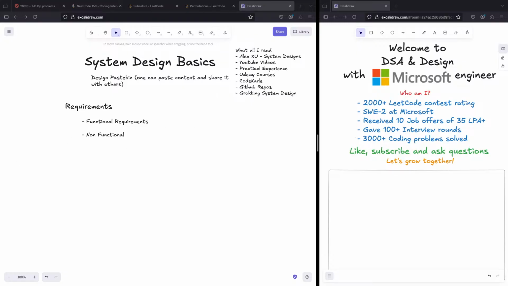There was one site, but I never used anything to practice mocks. I don't think there is any site to practice mocks for LLD, because I feel LLD is very open-ended. There is no perfect solution for LLD.